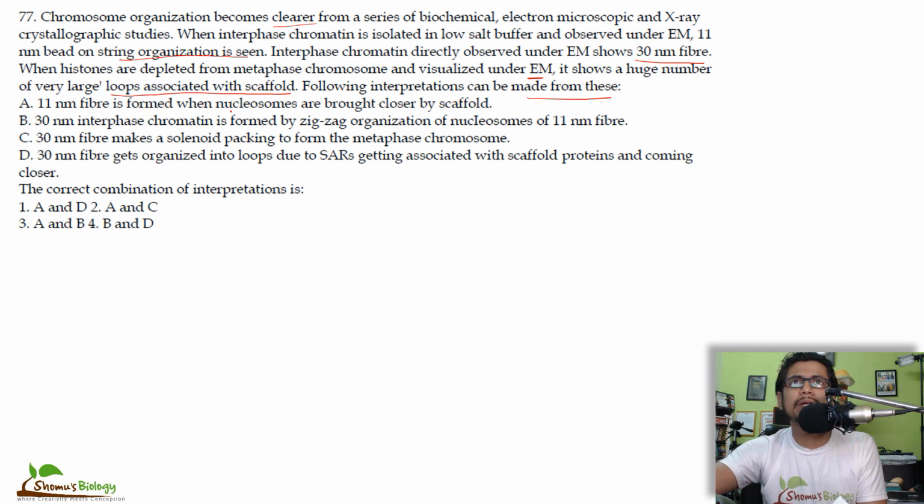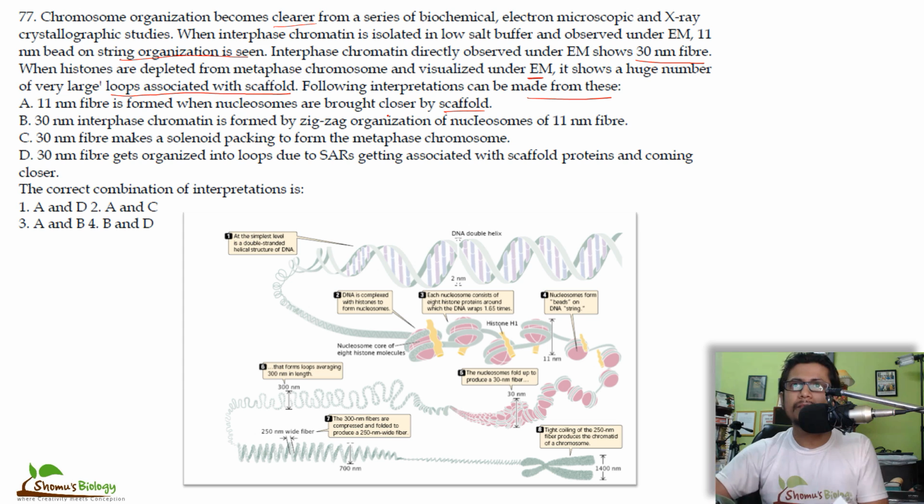11 nanometer fiber is formed when nucleosomes are brought closer by scaffold. No, if you know the structure, you will positively know that this is wrong. Whenever you read this question, the first thing that you draw and think of is the structure of the chromosome. First the DNA double helix, then the DNA is wrapped around histone. When the DNA is wrapped around histone, we call it the 11 nanometer beads on a string model. In this beads on a string model, there is only DNA and only histone proteins, H3, H4, H2A, H2B and H1, nothing else. So statement A is wrong.